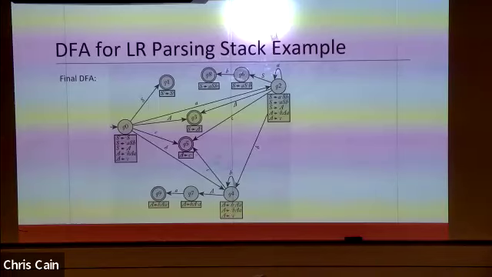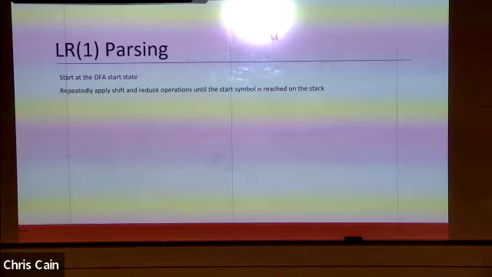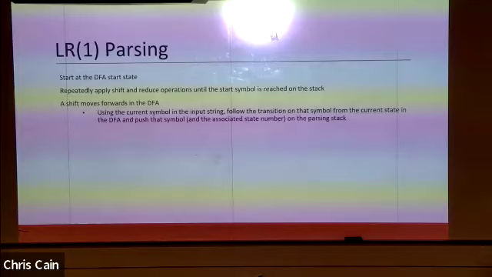So let's take a look at the algorithm for the last couple minutes. We start at the DFA start state. This is just doing exactly what we already did: repeatedly apply shift and reduce operations until we have a start symbol on the stack. A shift moves forwards in that DFA. So you just read the next symbol in the string and we follow the transition with that label, as we already did. We push that symbol on the parsing stack.